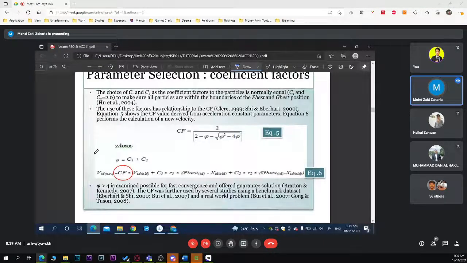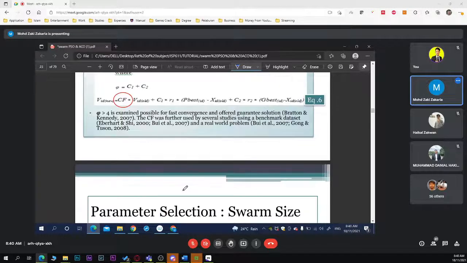And then C1 and C2. Usually for C1 and C2, we put equal to 2. Okay, we put equal to 2. C1 and C2 are constants, and the function of C1 and C2 is to make sure all particles are within the boundary of P best and G best position. Okay, so this formula you no need to think. You just follow this lah. You just take the value of C1 and C2 only.